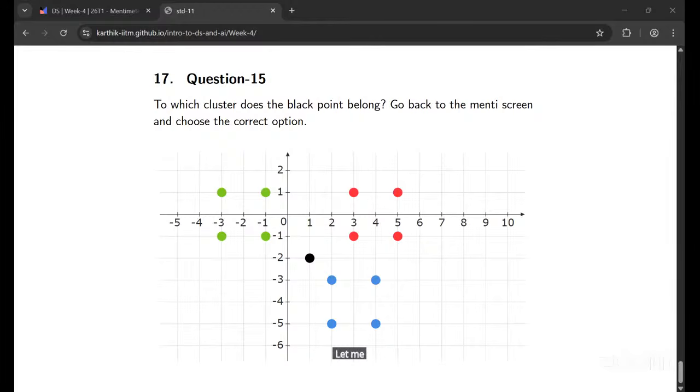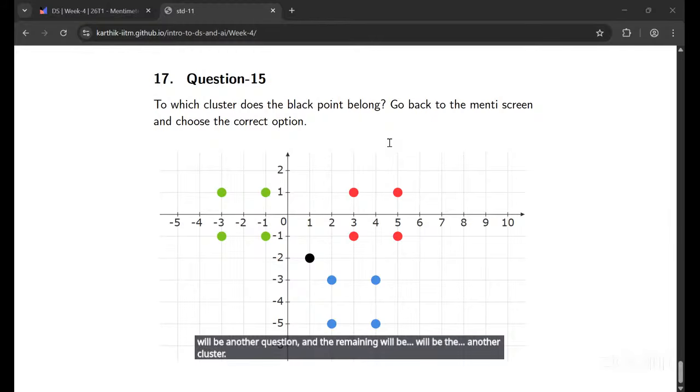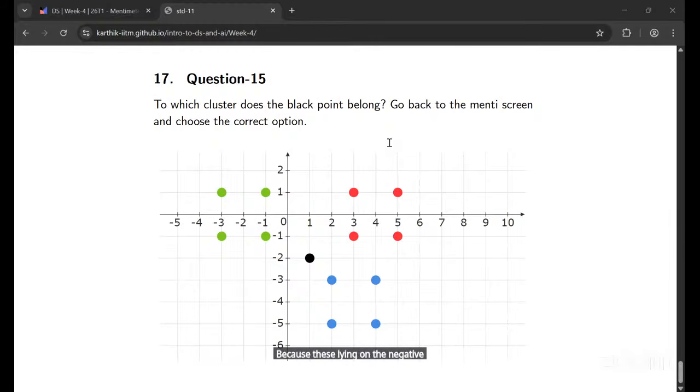Let me give you the two random means as... Ma'am, I am having an approach that we are going to separate it by the y and x axis. Like the green dots will be one cluster, and the remaining will be another cluster, because these lie on the negative side, these lie on the positive side of the x axis.